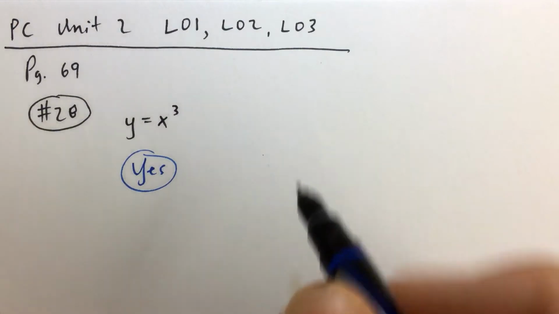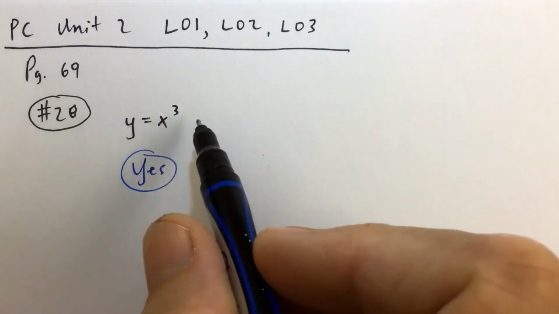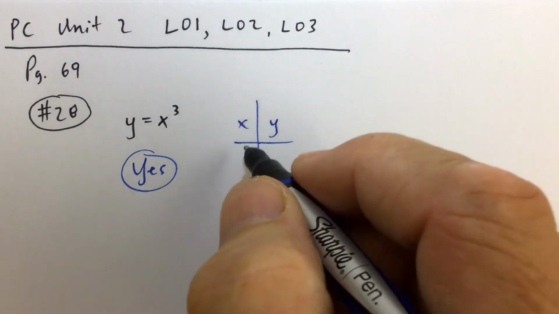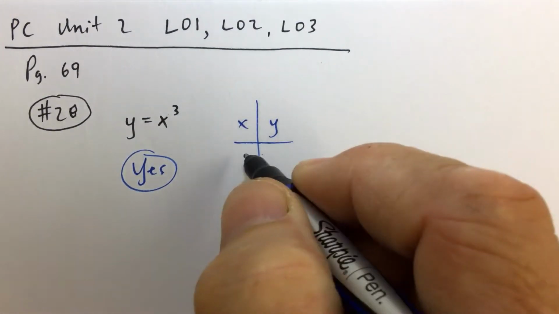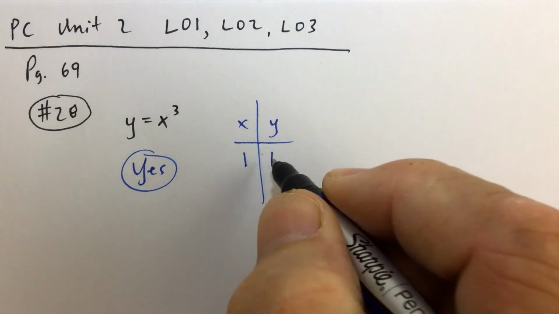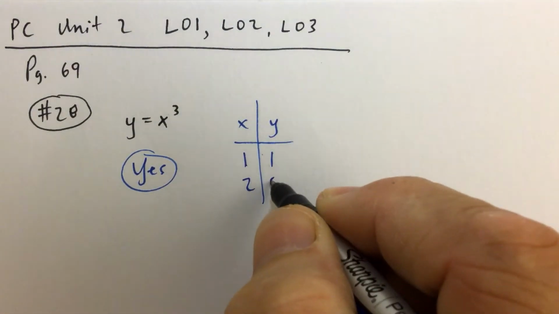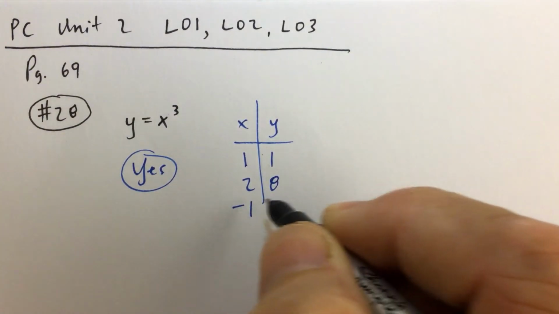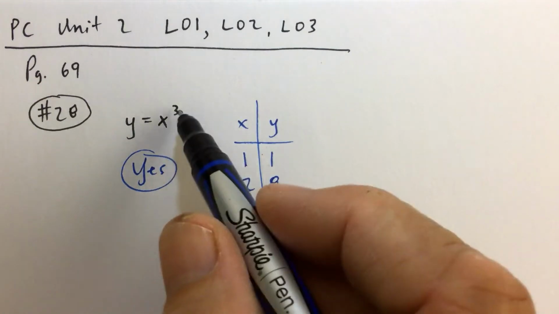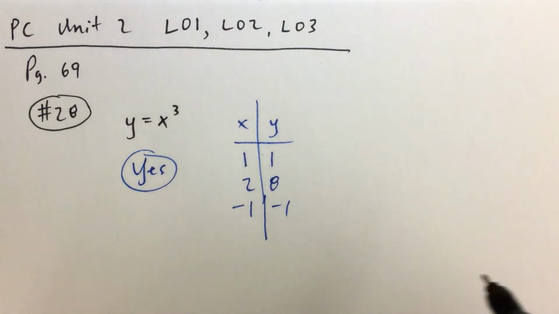So the answer to the question, why is this a function of x, is because for every x you plug in, you get only one y value out. Every time you plug a 1 in and you cube 1, you're going to get 1. Every time you cube 2, you're going to get 8, and so on. If the input is -1, then when you cube -1, you're going to get -1.